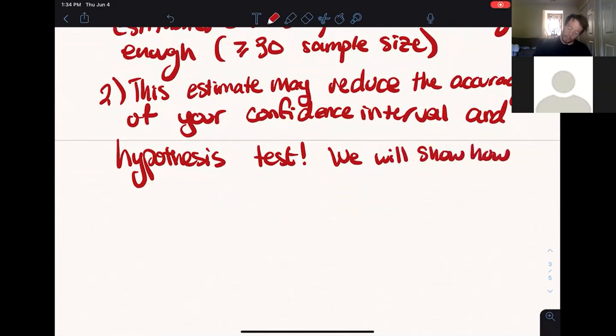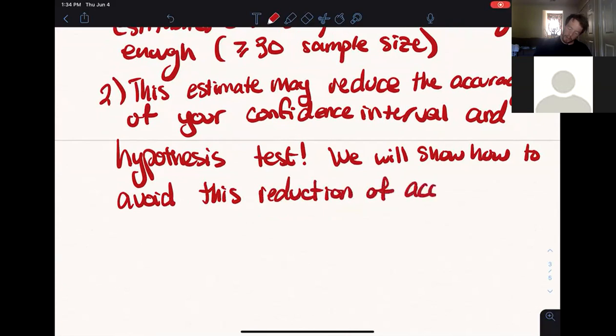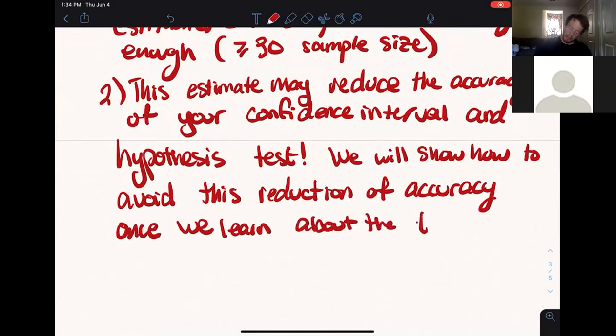show how to avoid this reduction of accuracy once we learn about the t distribution. So this is an upcoming topic.